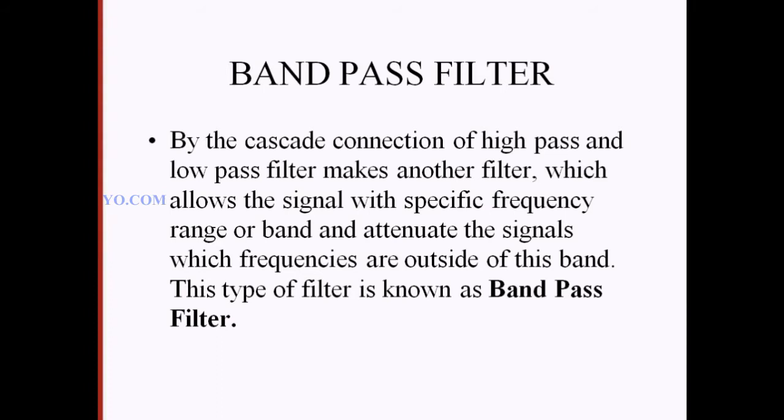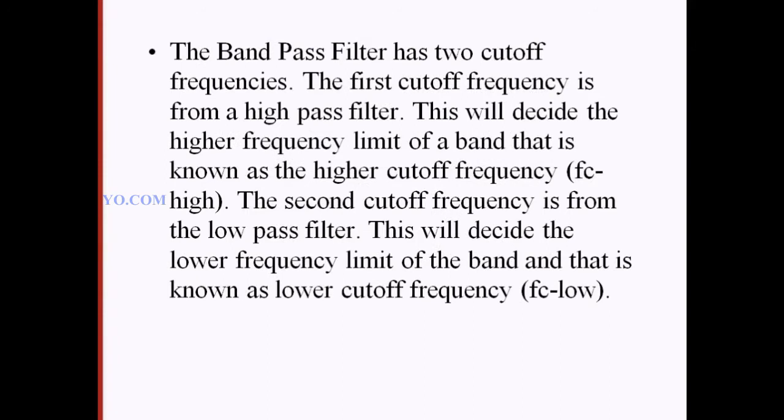So this type of filter is known as a band pass filter. A band pass filter passes some range of frequencies and blocks the low frequencies less than the lower cutoff frequency, and blocks the frequencies higher than the higher cutoff frequency. So it has two cutoff frequencies. Less than the lower cutoff frequency it will block all the signals, higher than the higher cutoff frequency it will block all the signals. So that is called a band pass filter.